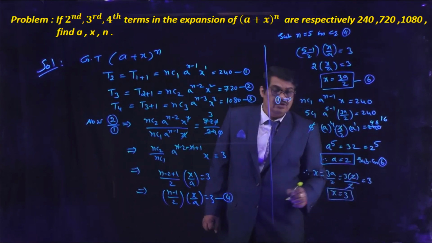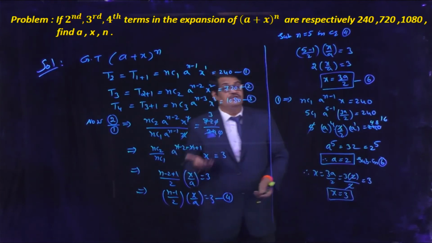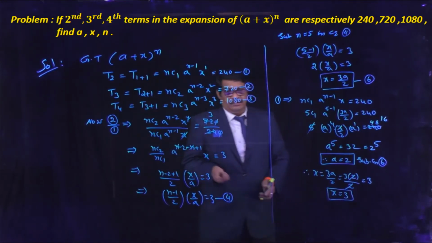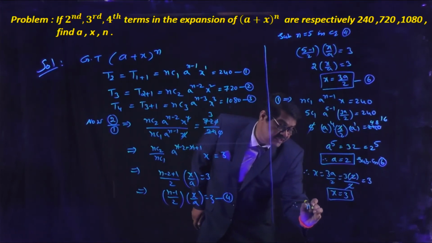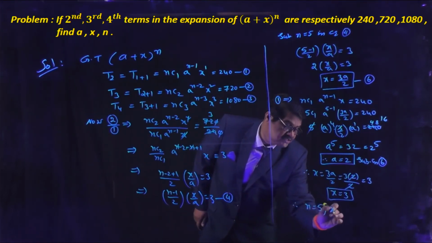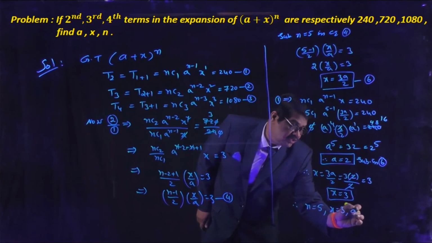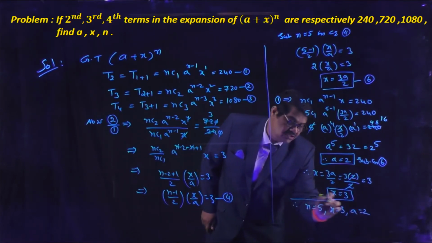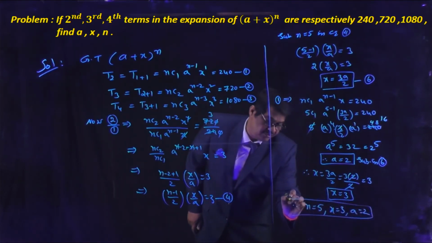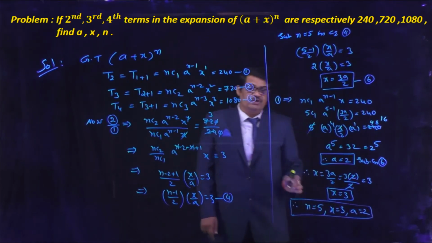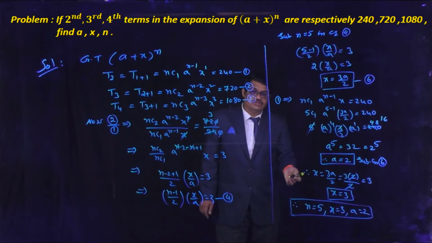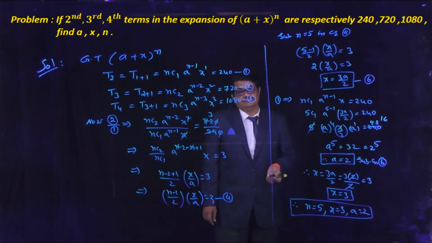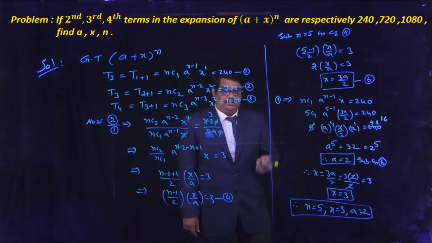Now we have the n value, x value and a value. Therefore, we have found the values. Here n is equal to 5 and x is equal to 3 and a is equal to 2. These are the required values: a value, x value and n value. So n is equal to 5 and x is equal to 3 and a is equal to 2. These are the required values.